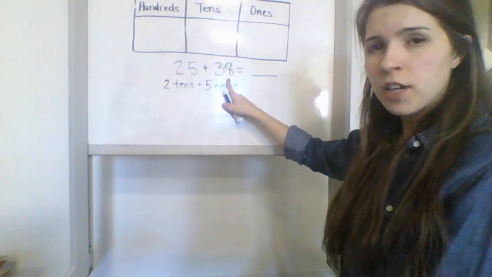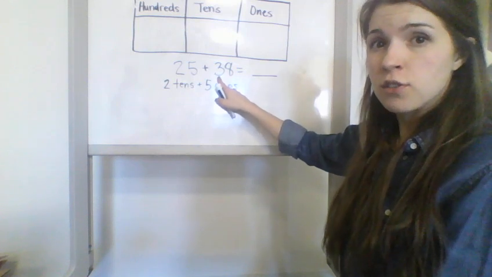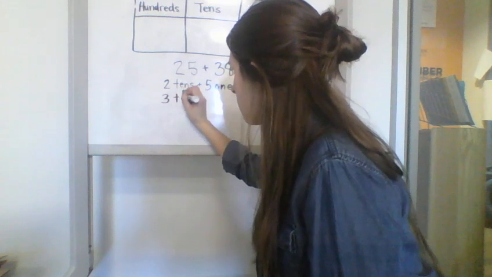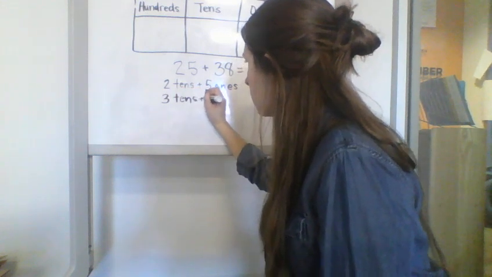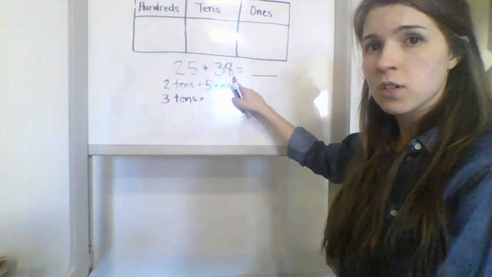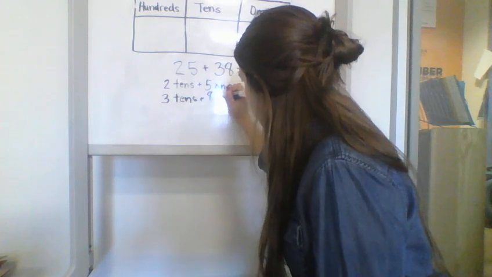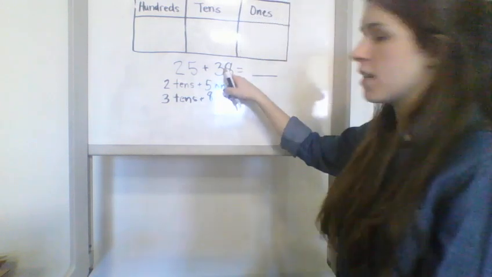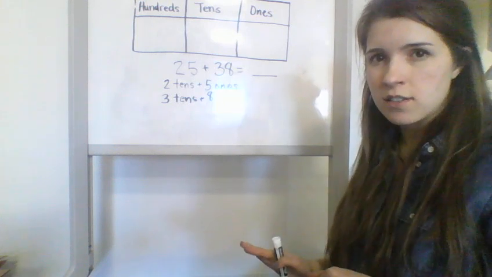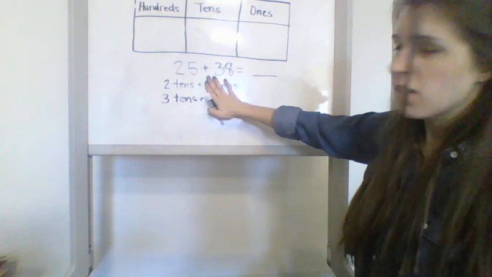Now let's look at the number 38. So 38, what number is in the tens place value? The 3, that's right. So there's 3 groups of 10. So 3 10s plus how many 1s? 8. That's right, because there's an 8 in the ones place value. So 3 tens plus 8 ones is equal to 38. So now we're going to just look at the tens. These are ones, so we're not going to worry about those yet. We're going to save those for later.